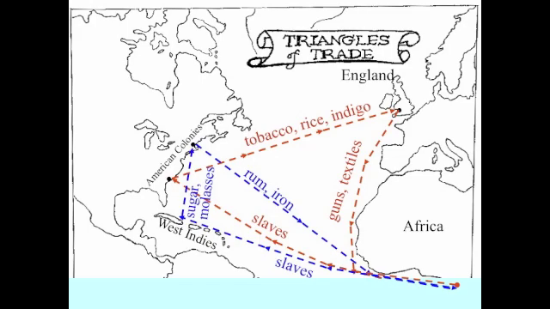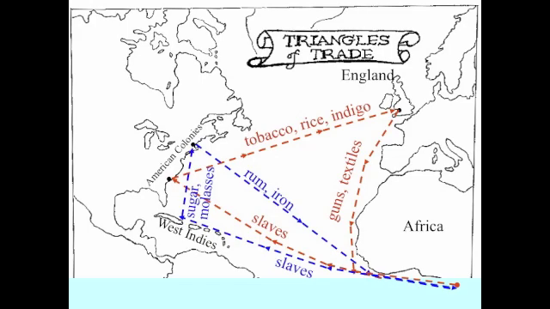And you can see here an overlap of both of them together. The one in red is the traditional triangular trade between the colonies, England and Africa. And then the one in blue is the second one that we just talked about between the colonies, the Caribbean and Africa.